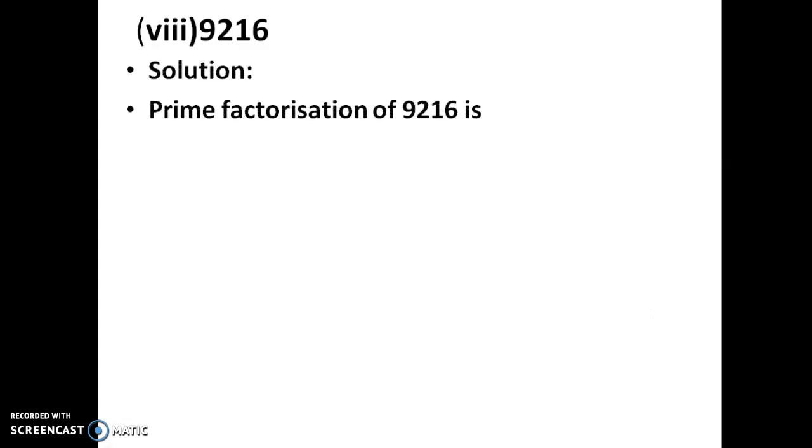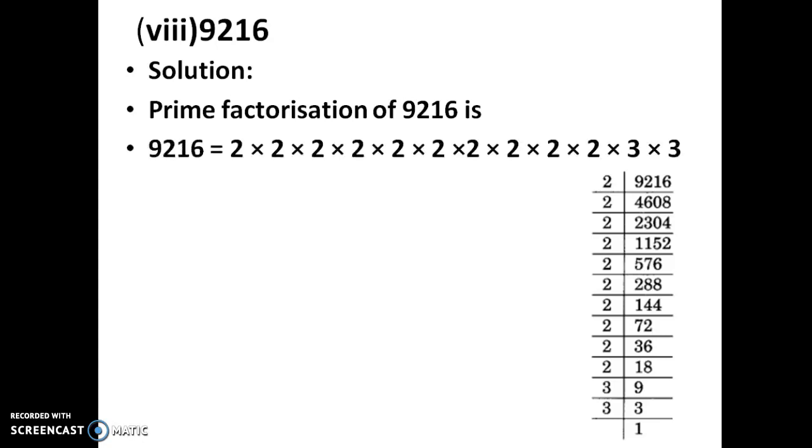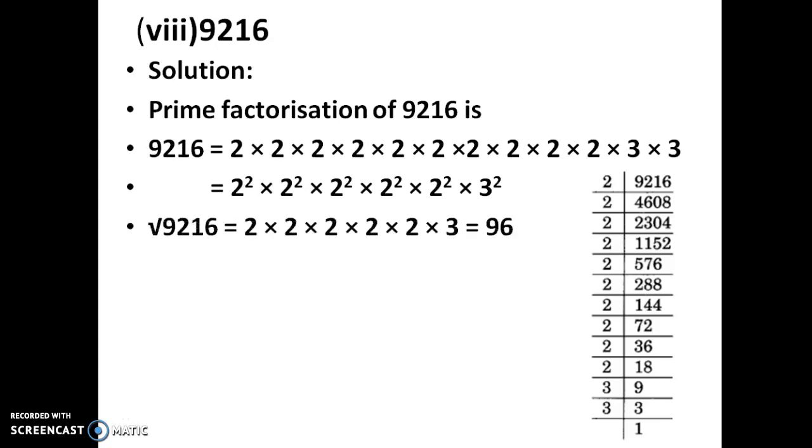Then 9216. If you do prime factorization with 2 and 3, we have done the prime factorization here. Then make pairs. If you make pairs, you will get these many. You have 5 2s and 1 3. If you multiply all these together, you will get 96.